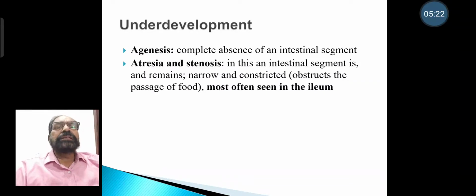There are conditions like underdevelopment that include agenesis, that is complete absence of an intestinal segment. Another condition is atresia and stenosis. In this, an intestinal segment is and remains narrow and constricted, most often seen in the ileum.